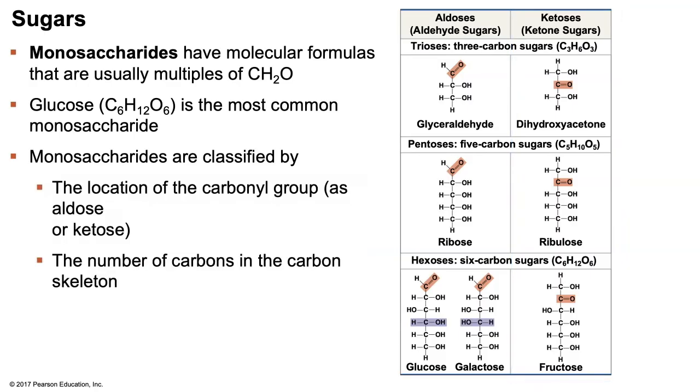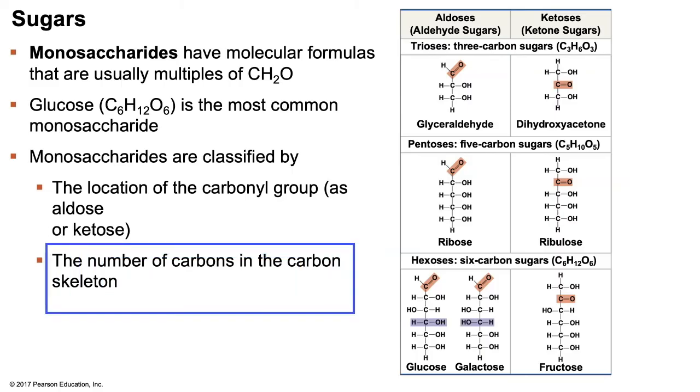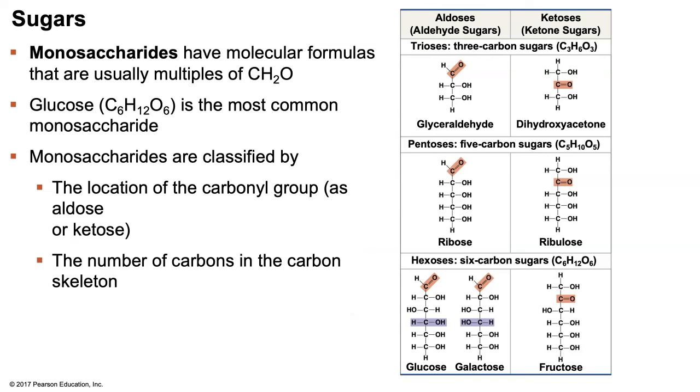Number two, the second thing, is the number of carbons that are present in the carbon skeleton. This table is further divided by the number of carbons present in the molecules. The top two molecules both contain 3 carbons in the skeleton chain. These are called trioses, right? Tri means 3. The middle 2 molecules contain 5 carbons, and these are called pentoses. And the bottom 3 molecules contain 6 carbons. These are called hexoses, right? So we have tri, pent, and hex.